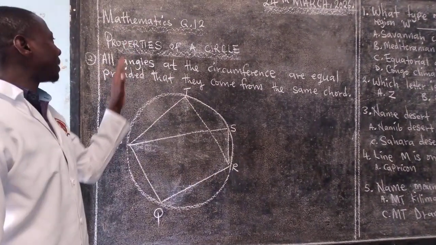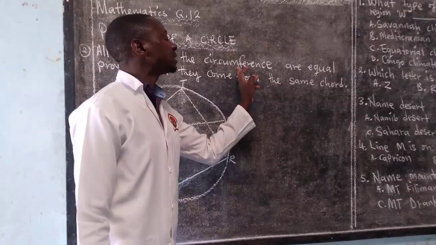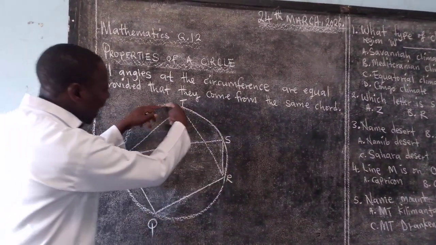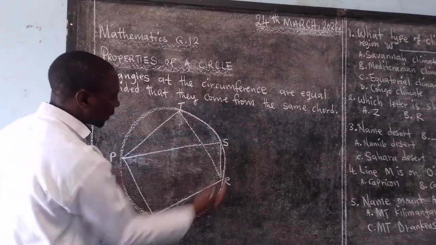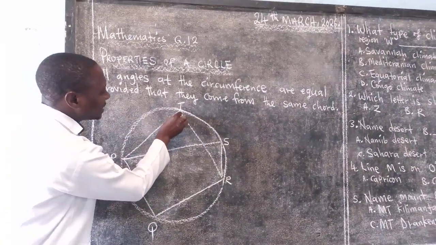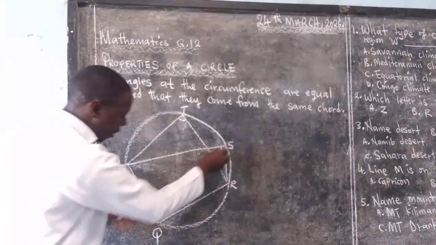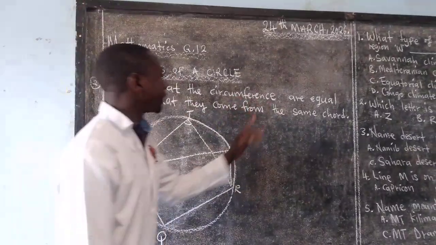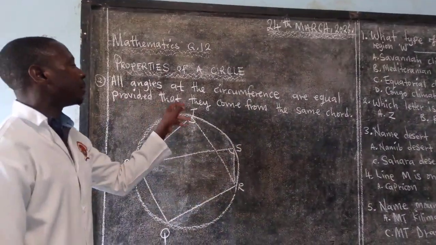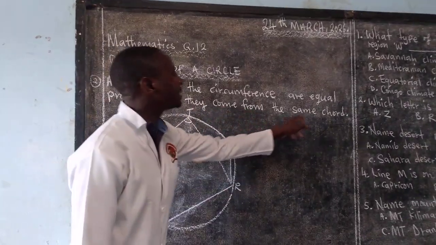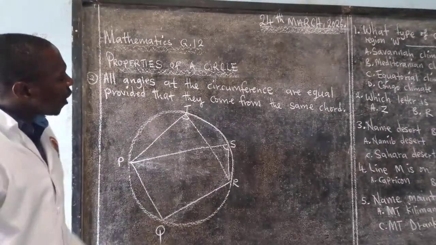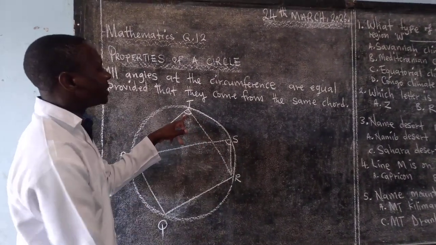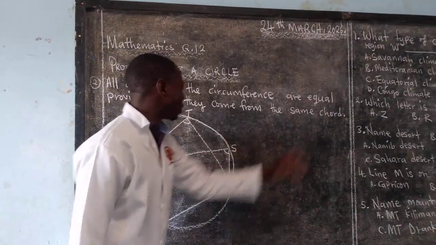The property says that all the angles attached to the circumference, all the angles from the circumference, are equal, provided that they come from the same chord.